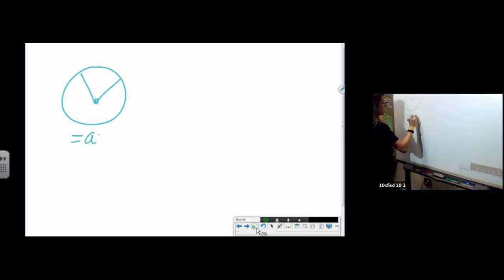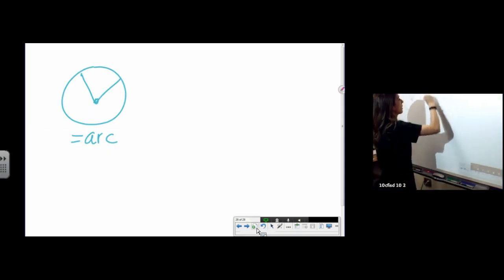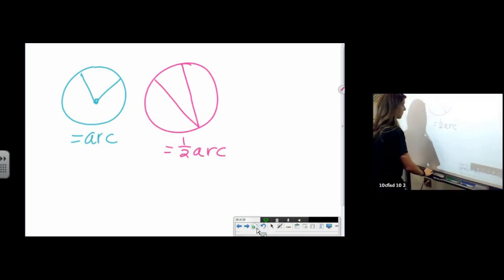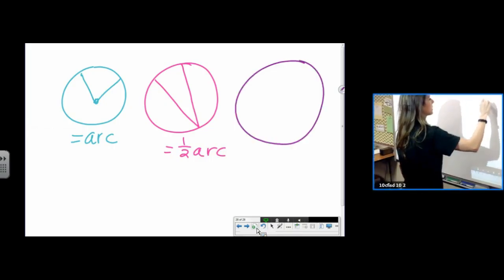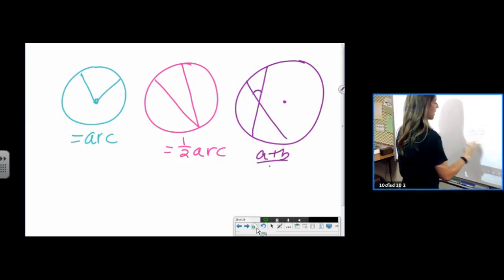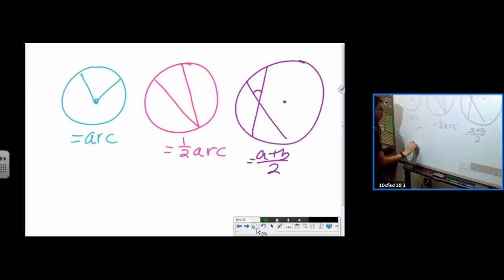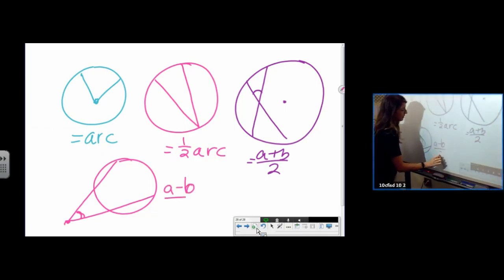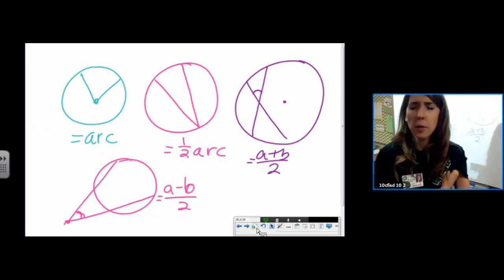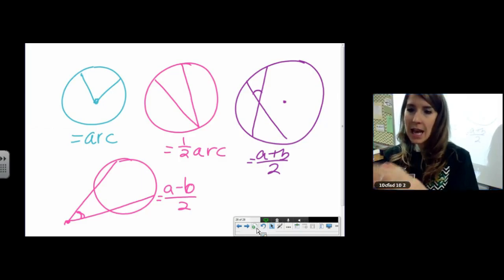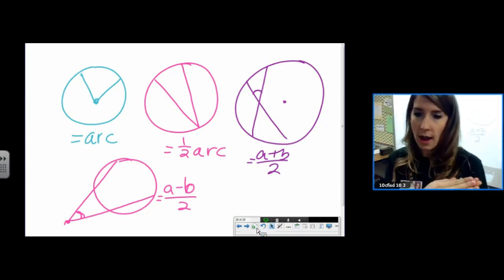Central angle equals the arc. Inscribed angle, half of the arc. If your angle falls somewhere inside the circle, you add the arcs and divide by 2. And then, of course, no matter how it falls, if the vertex is outside the circle, you subtract the arcs and divide by 2. So those aren't really formulas, they're more like concepts. Central, inscribed, inside, outside. Inside, add, outside, subtract.